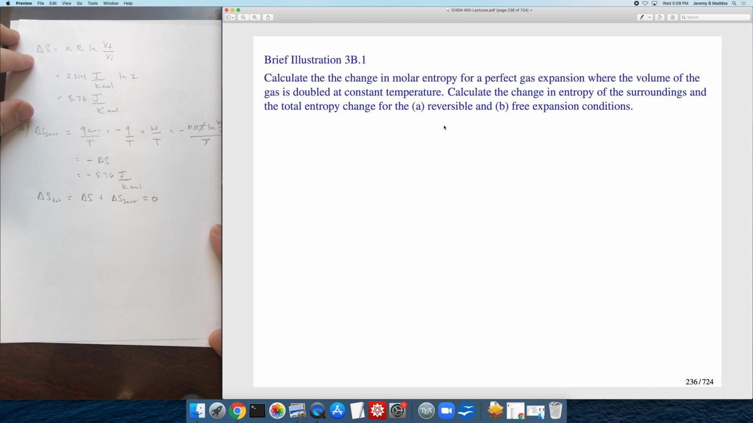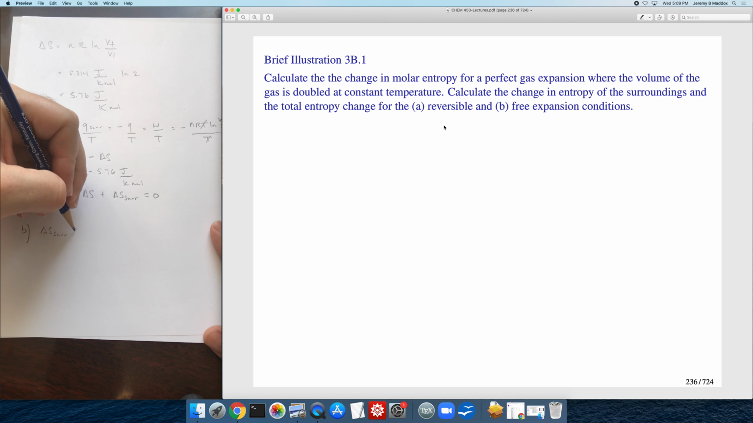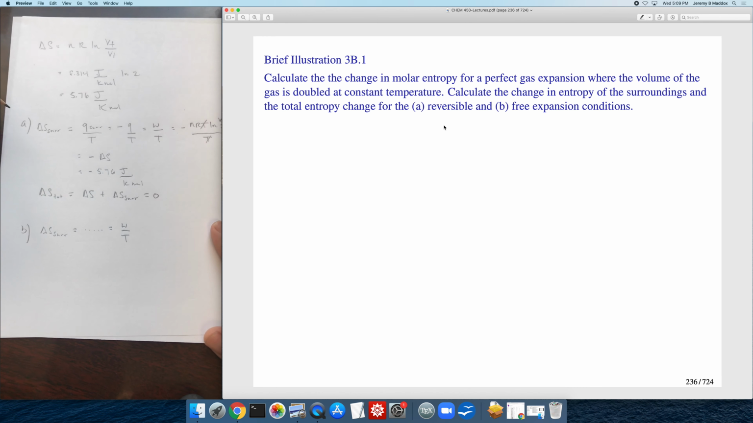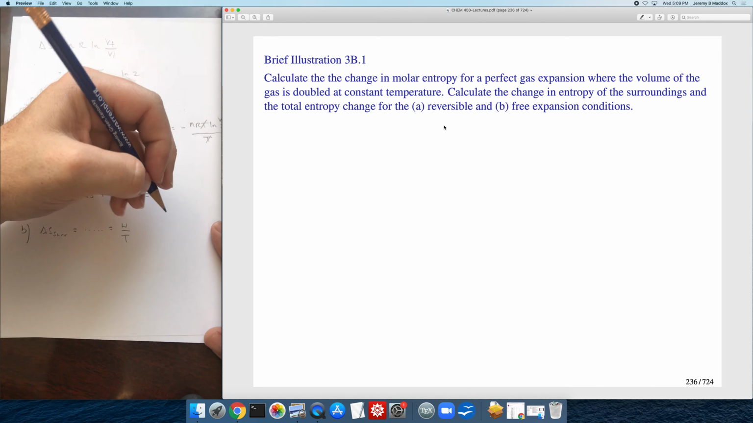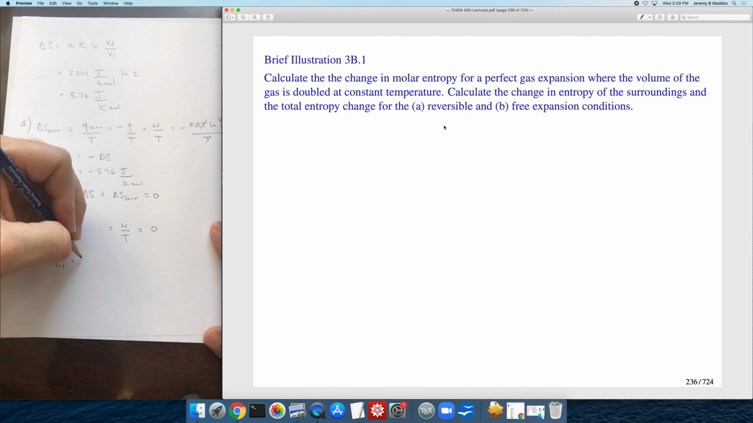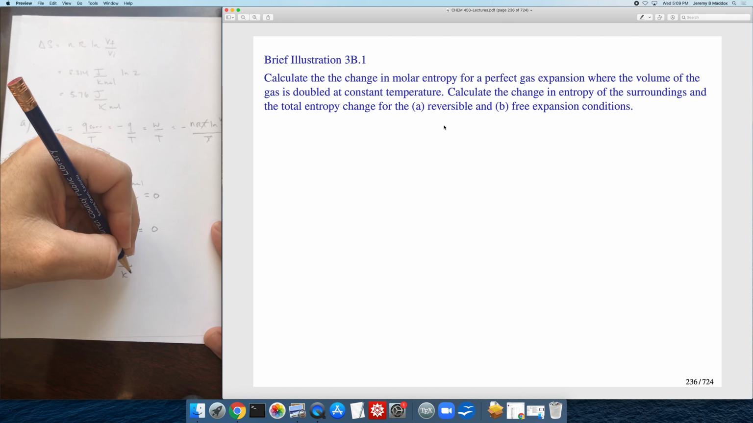Let's look at the free expansion. For the free expansion, everything we've written down is the same. That is delta S of surroundings equals work divided by temperature. But in the case of a free expansion, work equals 0. And so we get that the entropy change of the surroundings is 0 in this case. And so the delta S for total will be equal to the minus 5.76 joules per Kelvin per mole.